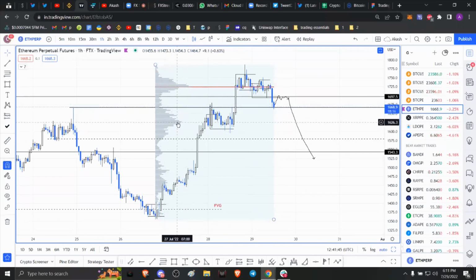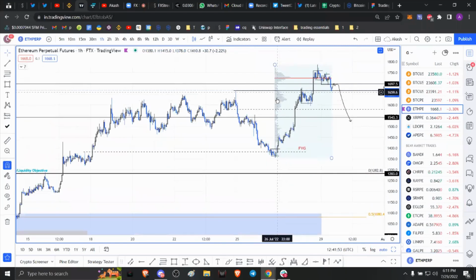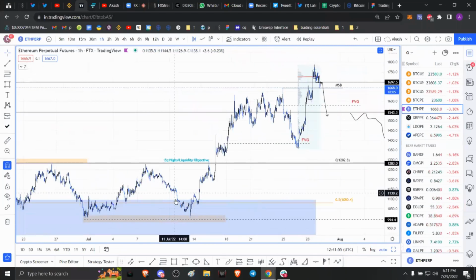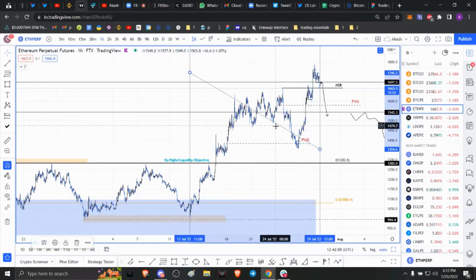The next support level is around 1626. Once we break 1626, you can see there are no support levels here. We could go all the way down to 1300. But if you look at where the rally is originating, it's down here on July 13th. So let's extend this to July 13th and see what's happening.